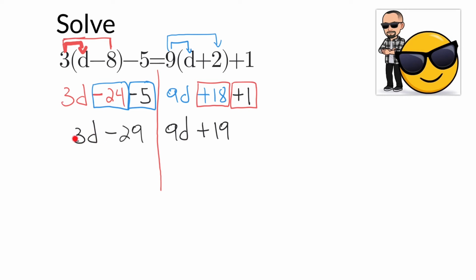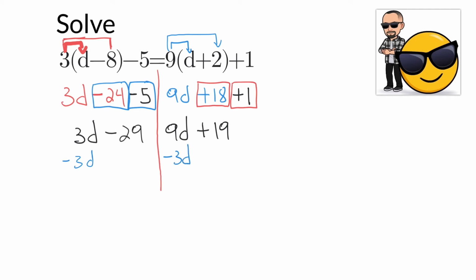So I'm going to do the opposite of the 3d. Opposite of 3d will be a minus 3d. And whatever you do to one side, you have to do it to the other side. So if I subtract 3d, I have to subtract 3d on the other side.